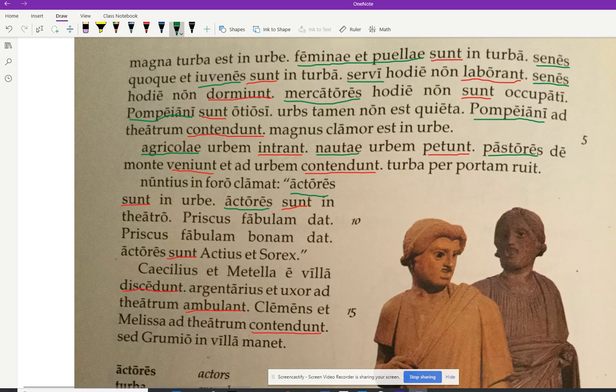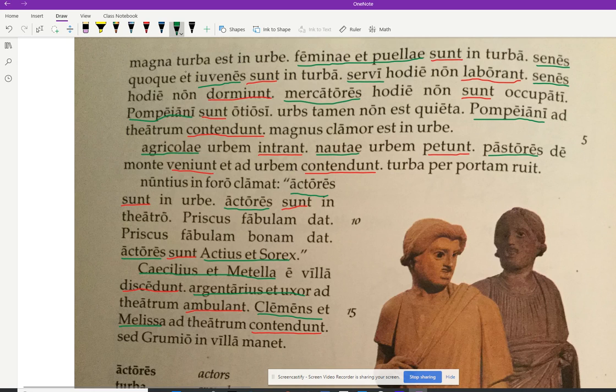Another sunt, actores. The actors are Actius and Sorix. So discedunt. So who leaves? You need a plural. Here it's two singulars linked. So that makes a plural, right? Two people together. So Caecilius and Metella, that's our plural there, a he and a she. Then ambulant, so who's doing the walking? Argentarius et uxor. So the banker and his wife. Again, two singulars make a plural, right? So who's contending? So Clemens et Melissa. Clemens and Melissa are hurrying. Okay.